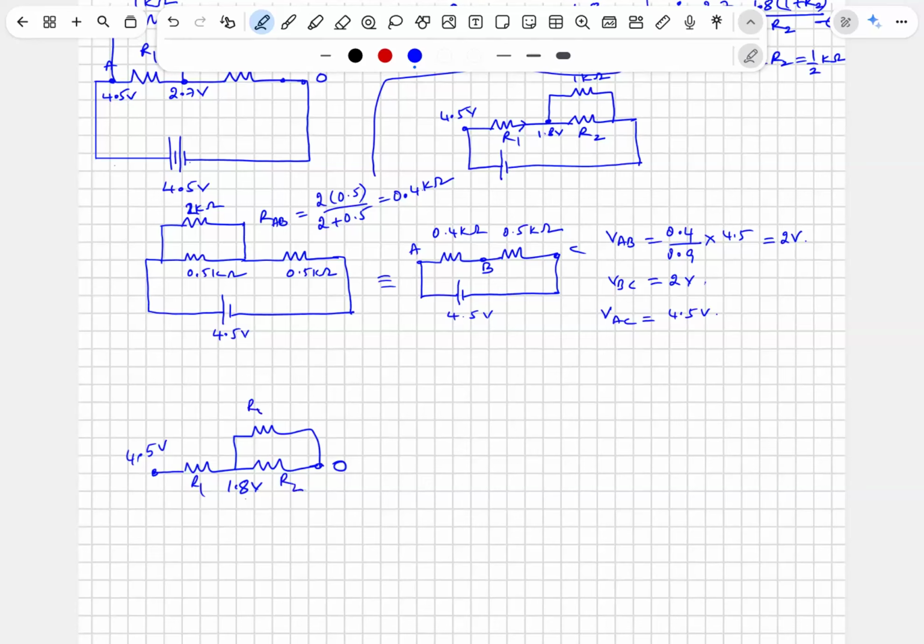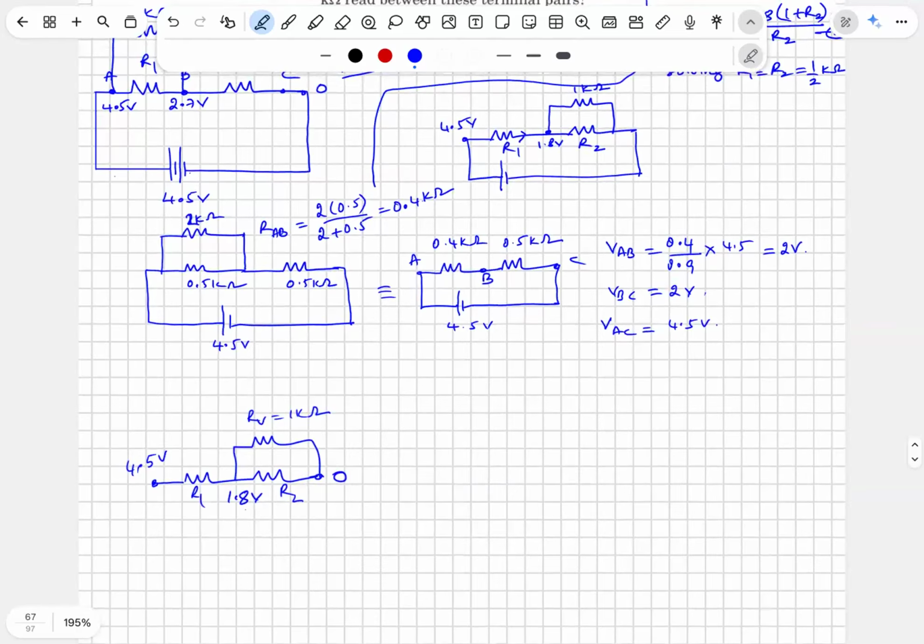And this is our voltmeter, which is 1 kilo ohm. Tell me what is your doubt? What is your doubt? First, have you identified what is your doubt? They are same resistances.